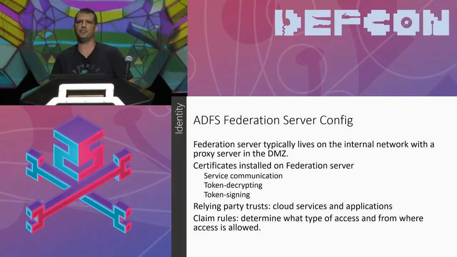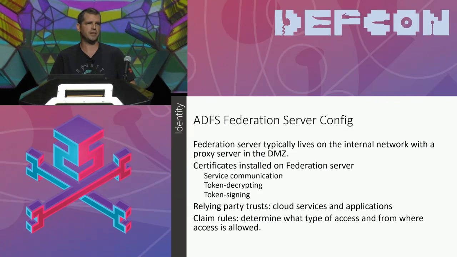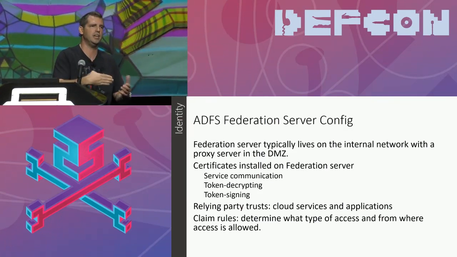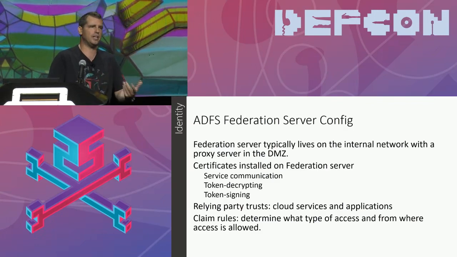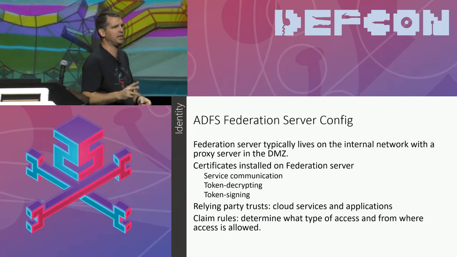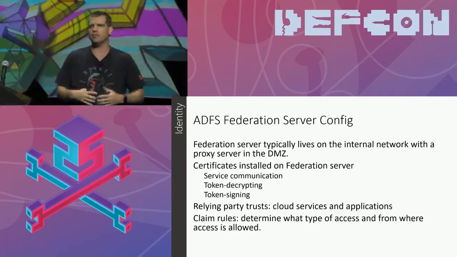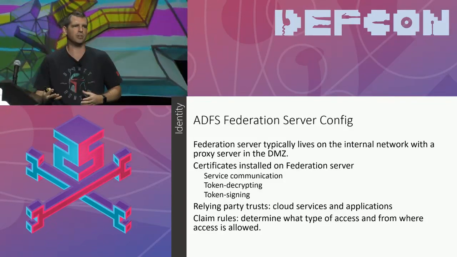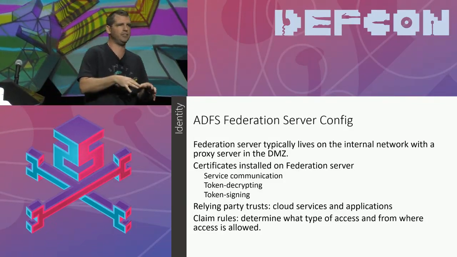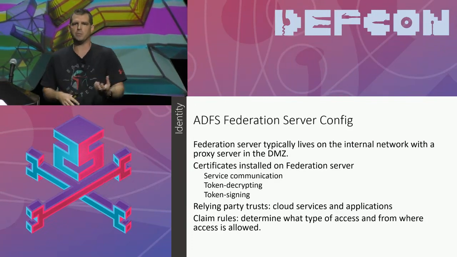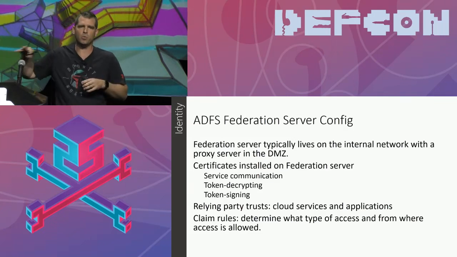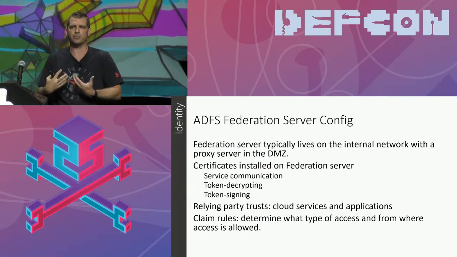And so this ADFS server is going to have 3 different types of certificates installed. So the service communication for that initial HTTPS communication into the system, and then some token decrypting and signing certs. Now these last 2 may actually be the same certs. They are often internal certs, whereas the service communication cert is often one from a CA trusted by the internet. And so in ADFS, the organization is going to set up a relying party trust, which is that cloud service and application that they want to actually federate to and have a trust with.